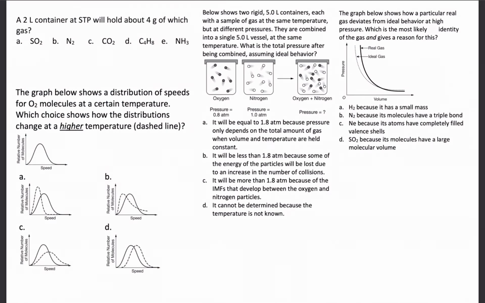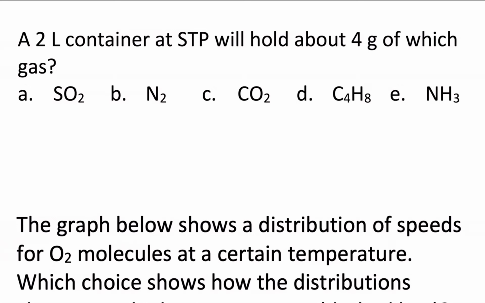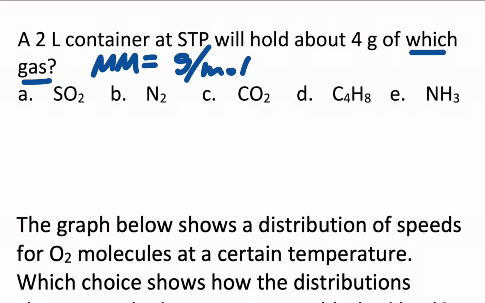Let's look at some sample questions, starting with some multiple choice. A 2-liter container at STP will hold about 4 grams of which gas? So to identify a gas from its formula, we're really trying to find out its molar mass. You know, what's the molar mass of the gas, which is how many grams per mole.